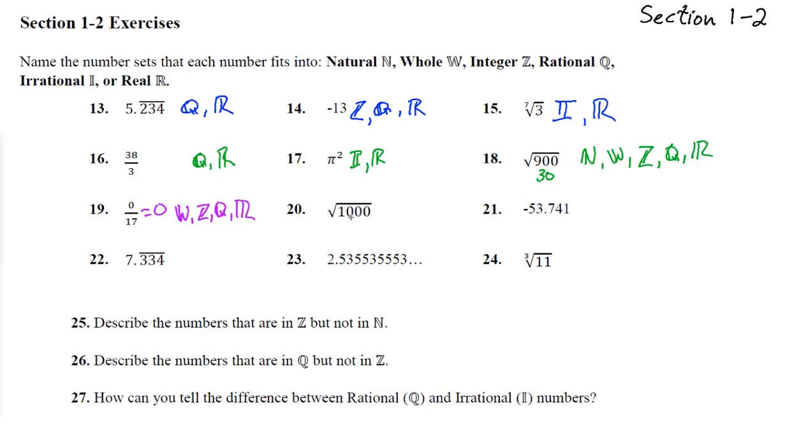The square root of 1,000. Ooh, that looks like it should come out, but it doesn't actually come out. That is an irrational number and real. Put that in your calculator and you get a decimal that never stops and never repeats.